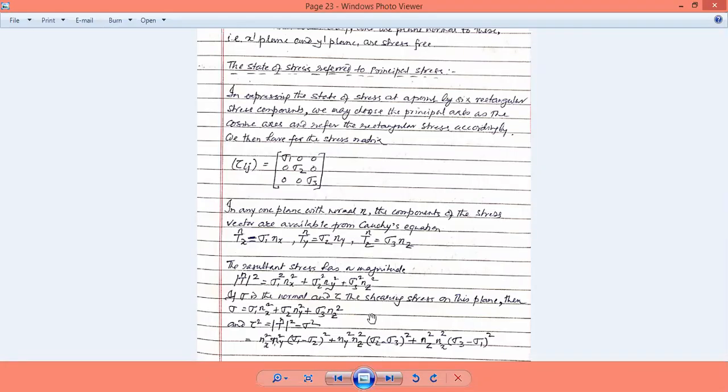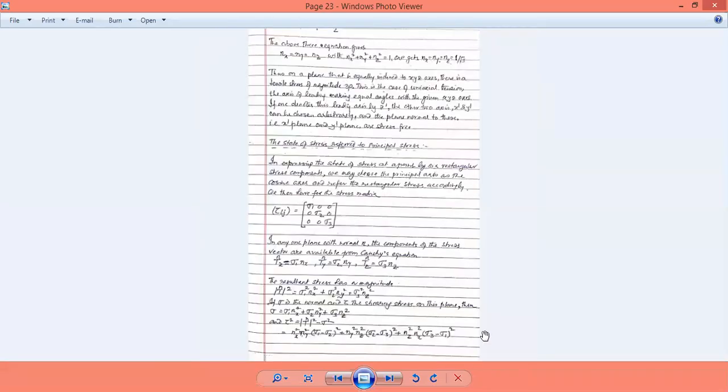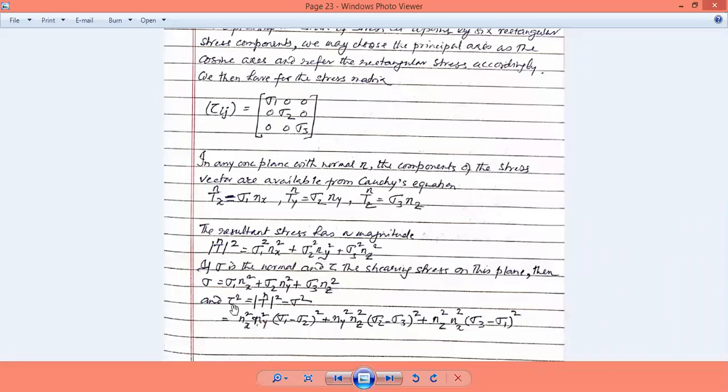If sigma is the normal stress and tau is the shearing stress on the plane, then what happens? T squared is equal to tau squared plus sigma squared, where sigma is equal to sigma 1 nx squared plus sigma 2 ny squared plus sigma 3 nz squared. We know that tau squared is equal to Tn squared minus sigma squared, and this equation will take this particular form.